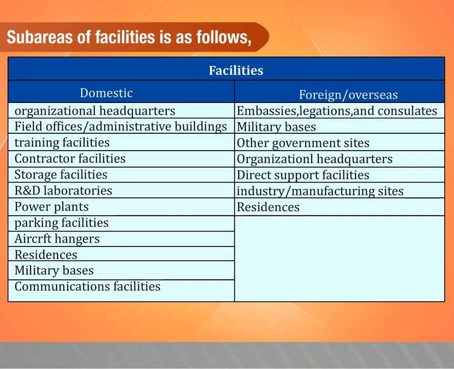Sub-areas of facilities are as follows: domestic, foreign or overseas, organizational headquarters, embassies, legations and consulates, field offices or administrative buildings, military bases, training facilities, other government sites, contractor facilities, storage facilities, direct support facilities, R&D laboratories, industry or manufacturing sites, power plants, residences, parking facilities, aircraft hangars, communication facilities.